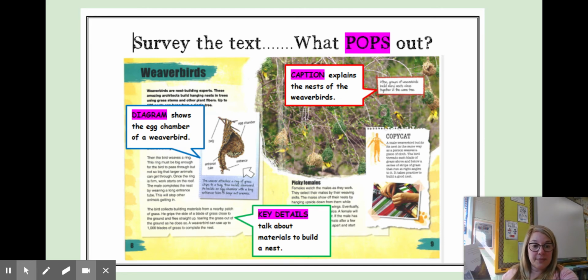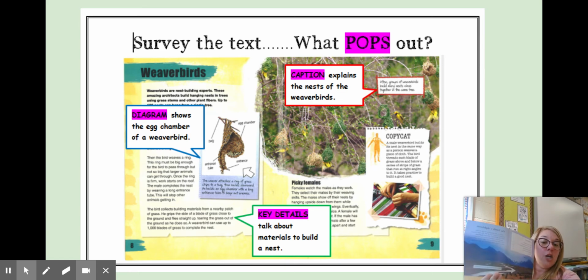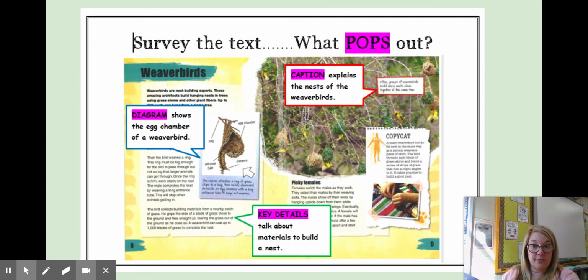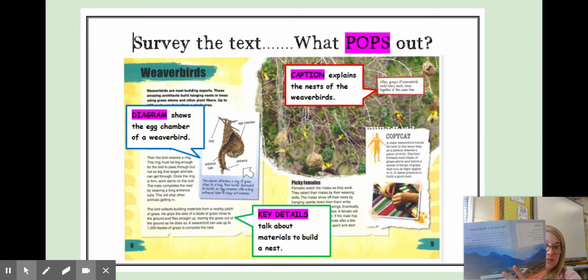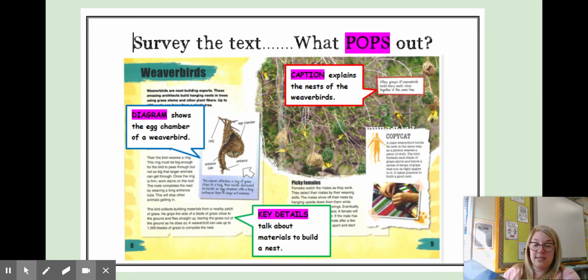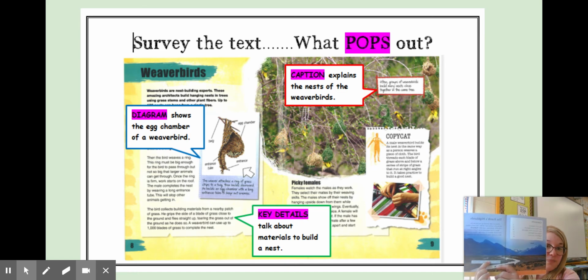Because please remember, it is not okay when you are reading nonfiction to just open up the book and start reading the words. You must pay attention to all of the features on the page to get the most information. So definitely pay attention to those key details. But you also need to pay attention to things like the caption.